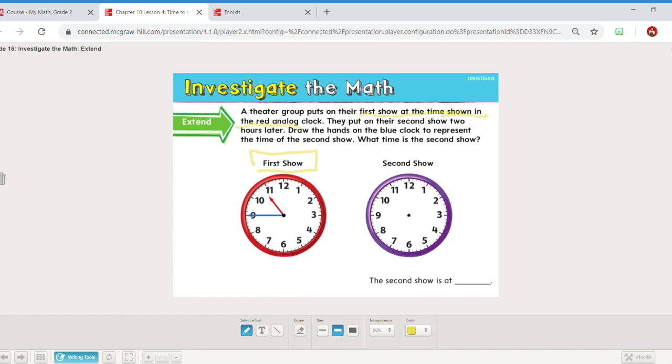They put on their second show 2 hours later. Ooh, that's important. Second show is 2 hours later. Draw the hands on the blue clock to represent the time of the second show. What time is the second show? Well, there's a few ways that we can solve this. First, let's start on the first show and read the clock and figure out what time it's telling us.